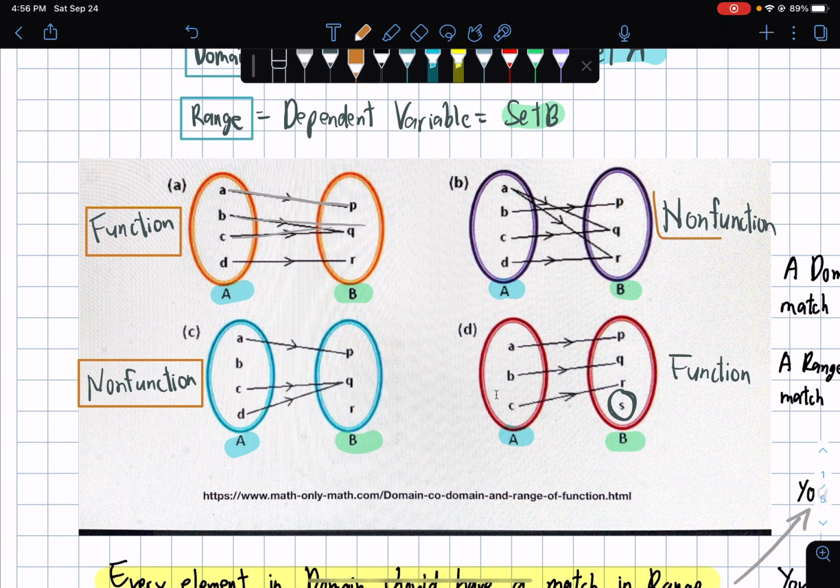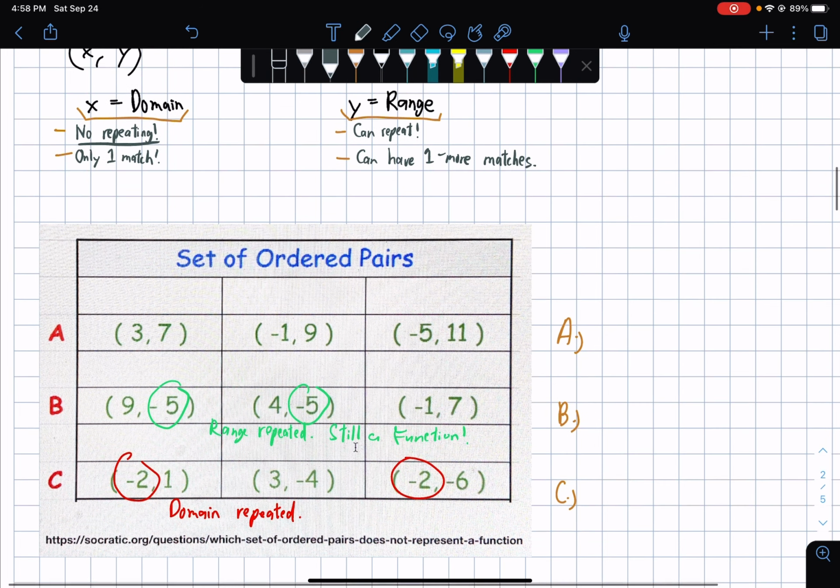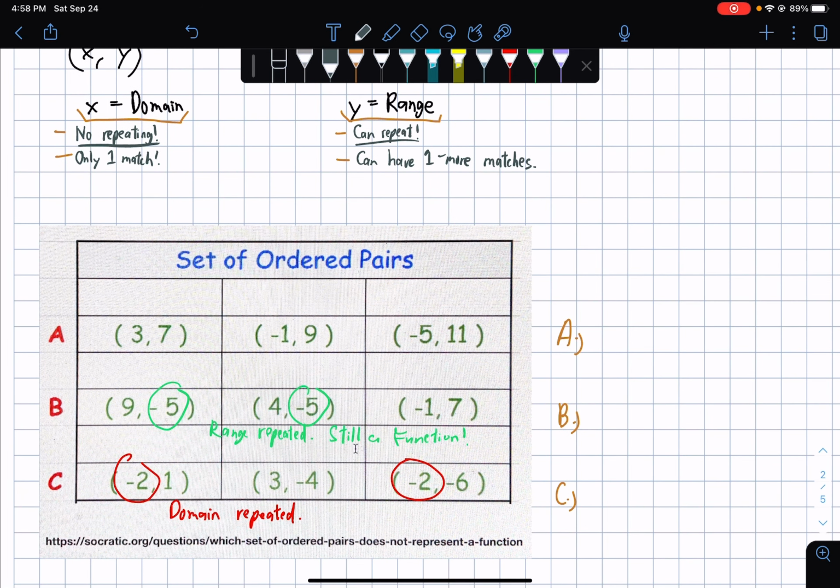Anyways, as for the set of ordered pairs, before we were given these kinds of practice problems. This time, we're to determine if a set of ordered pairs is a function or not. So for letter A, how do we know? The domain has no repeating values, while the range can repeat. So for letter A, you can see that in the domain there are no repeated values, therefore this is a function.